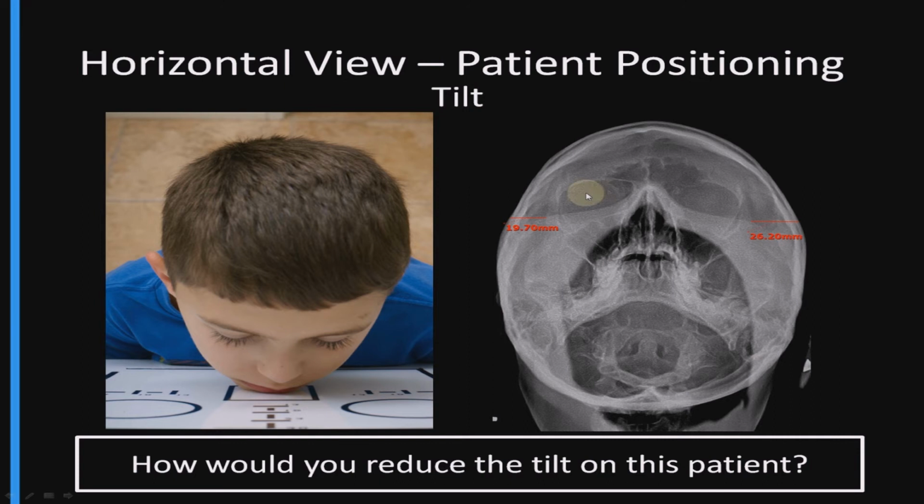If you're looking at the X-ray, you would look at the spacing where the zygomatics and the side of the skull, that distance from side to side, we would want symmetrical. If they are not symmetrical, that means there was head tilt on this patient's setup.